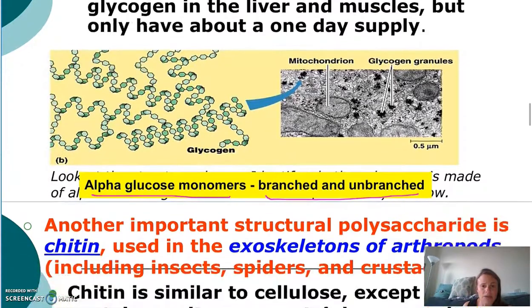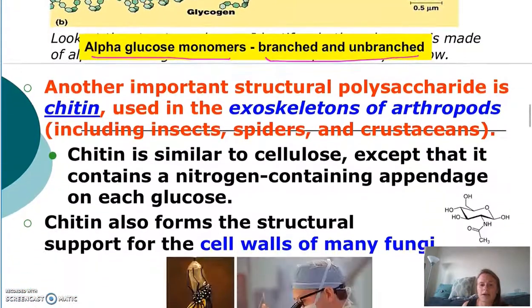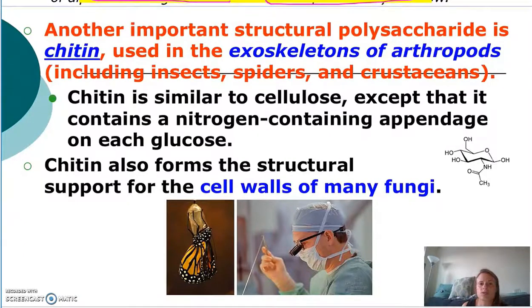Another really important polysaccharide that's found in animals is called chitin. Chitin is found in the exoskeletons of arthropods, that outer skeleton of arthropods, including insects, spiders, and crustaceans, the outside of lobsters, the outside of crabs. Those are made up of chitin. Chitin contains nitrogen, and it is also found in the cell walls of many fungi.